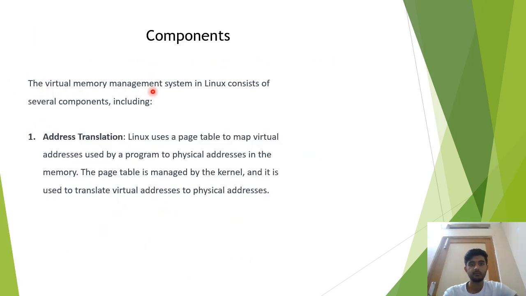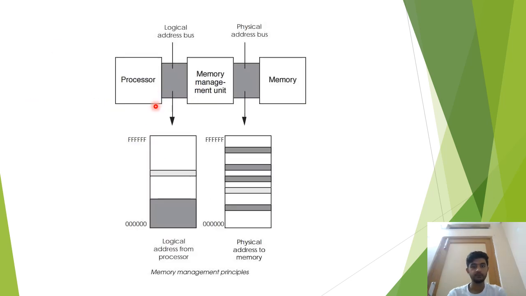The virtual memory management system in Linux consists of several components, which are first, address translation. It uses a page table to map virtual addresses used by a program to physical addresses in the memory. The page table is managed by the kernel and it is used to translate virtual addresses to physical addresses. The processor generates logical address, which is then translated into physical address by the memory management unit using some mechanism, and that physical address is then stored in the memory.